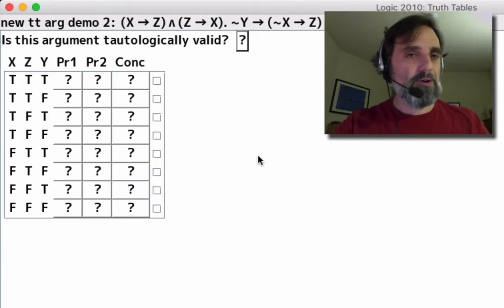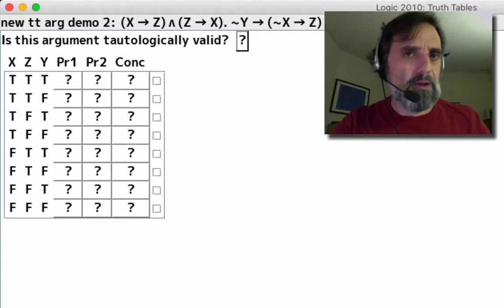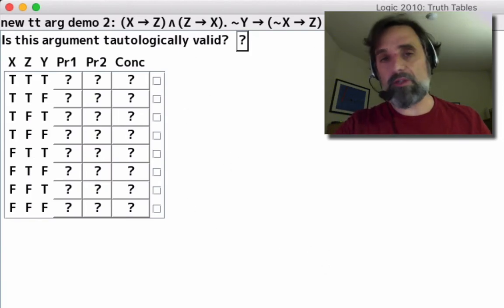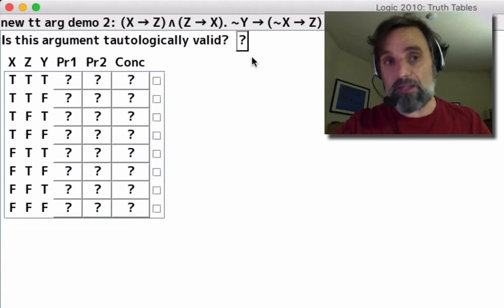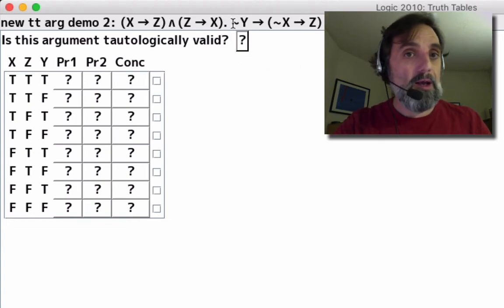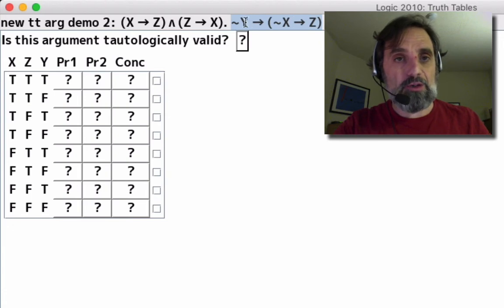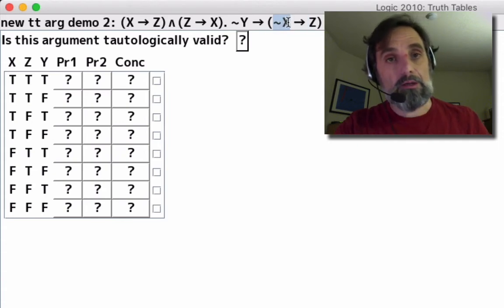All right, so here we have our second argument, and it's pretty complex. The conclusion is a conditional, just if x then y, and it's a simple conditional, so that's good. The second premise here is a conditional, but it's got some stuff inside it. It has a negation in the antecedent, a conditional, and then a negation in the antecedent. So this is going to be pretty complex.